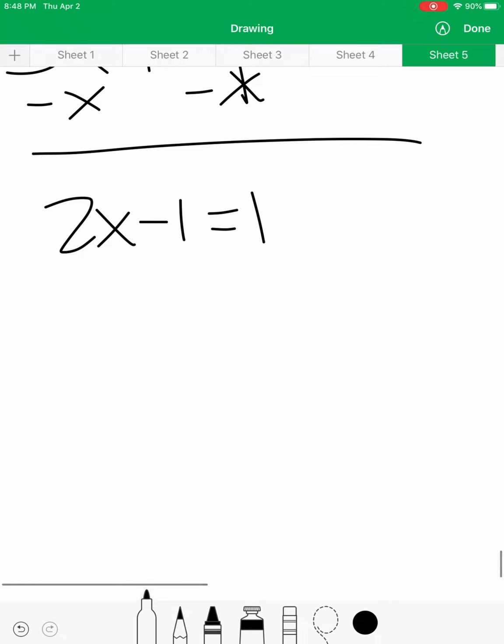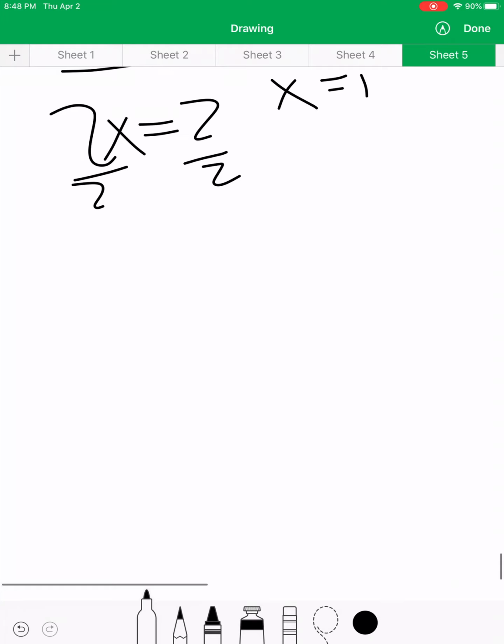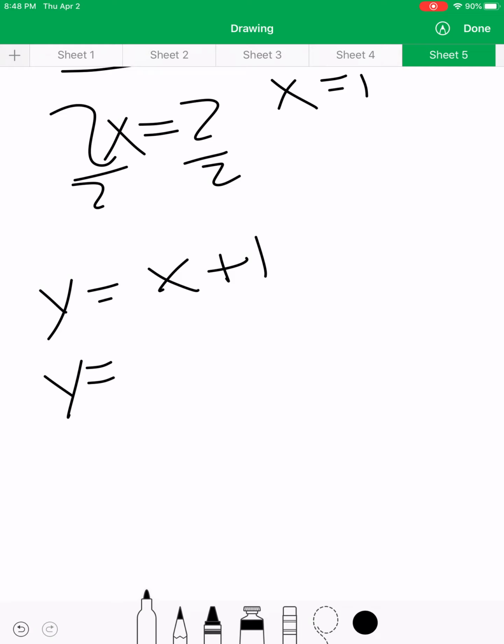Solve for the equation by moving the number without the variable by performing the opposite operation. 2x therefore equals 2. Divide now by 2. Divide by 2. X equals 1. That's my solution for x. Now that I know my solution for x, take that and plug it into either one of my original equations. Again, I'm choosing the second equation. It looks easier. Y equals x plus 1. So y equals, substitute my solution for x in for x, 1 plus 1, which means y equals 2.